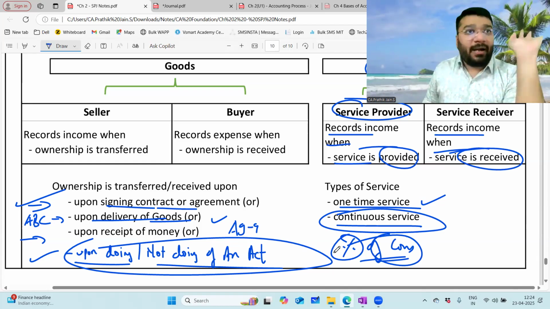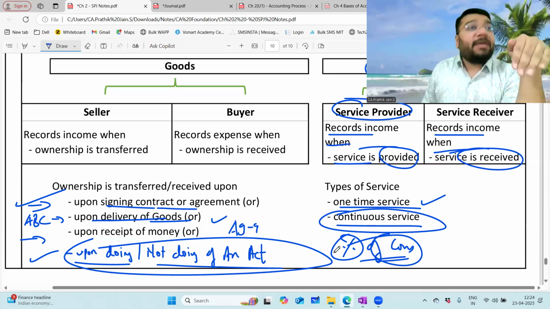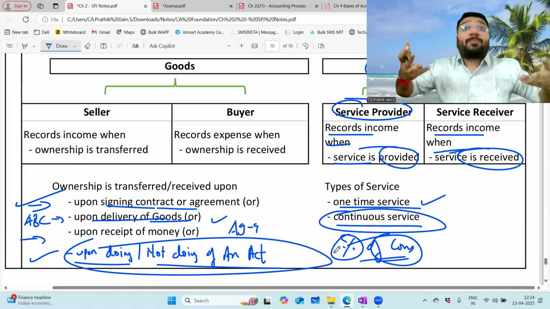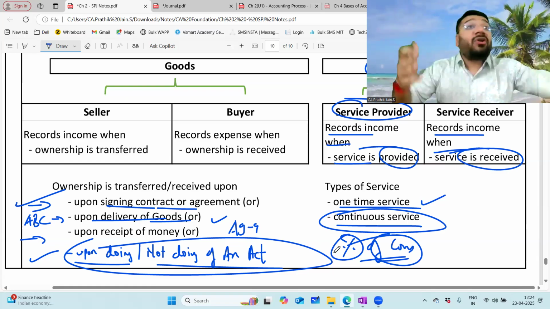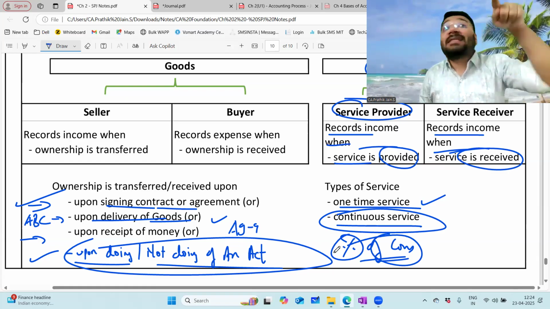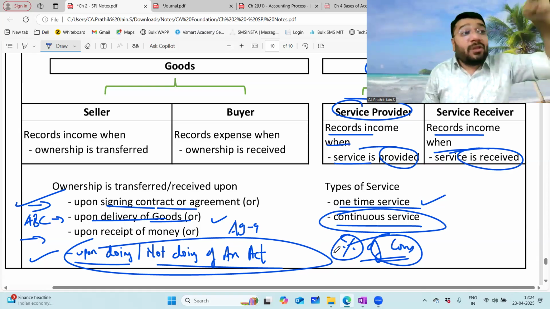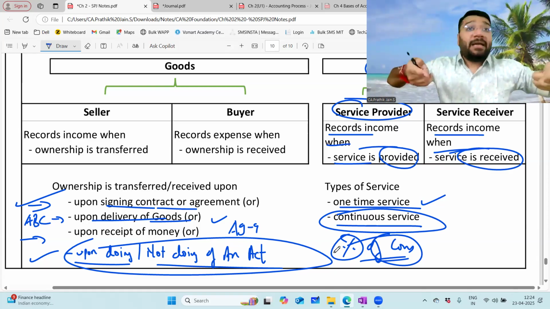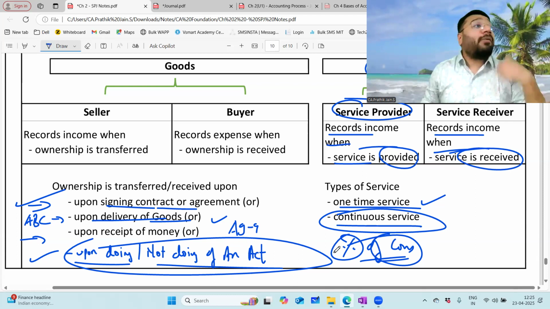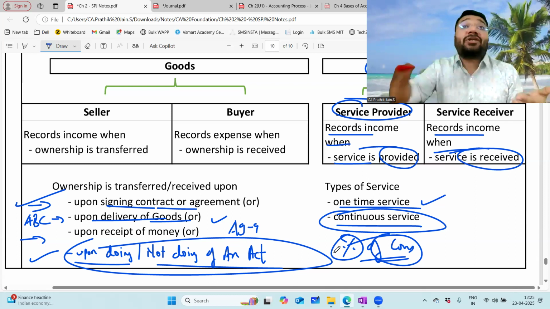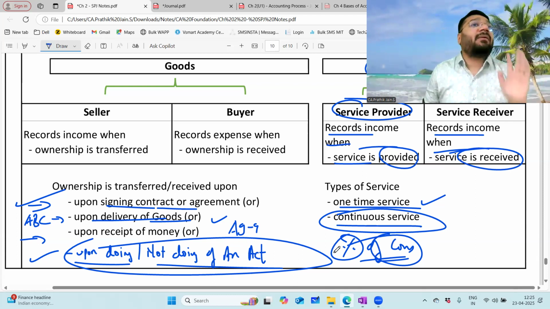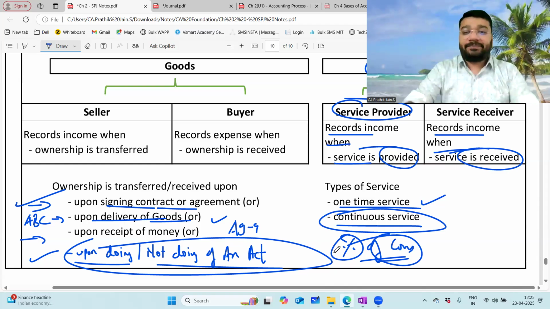This much depth is not required because this is a CA Inter topic, but I'm telling you because you need to know, as a service provider, at what point you should record your income. Income should be recorded when it is earned. As a service provider, when will you earn income? When the service is completed fully on a one-time basis, or when the service is completed on the percentage of completion basis, that time you record your income because that is when your income is earned.